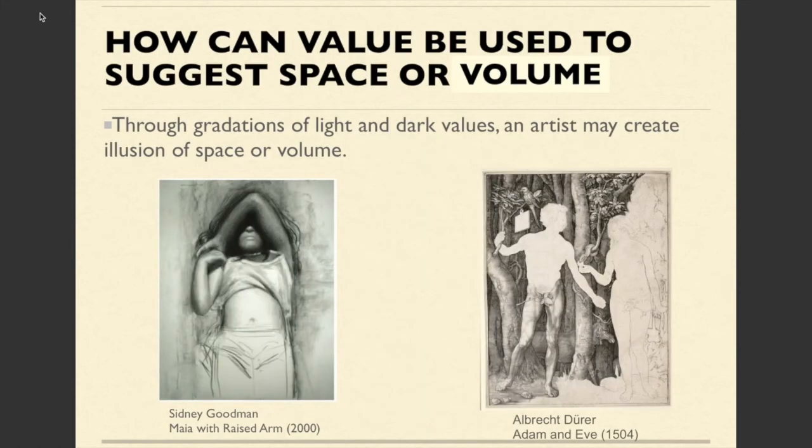So an important use of value is to create the illusion of three-dimensional form, the illusion of volume. So as we know, we're working on a two-dimensional surface, so there's no actual volume, but through differences of value between lights and shadows is how this drawing right here creates the sense of there being an arm, okay? There being a three-dimensional arm. And it's through value that this leg looks three-dimensional.